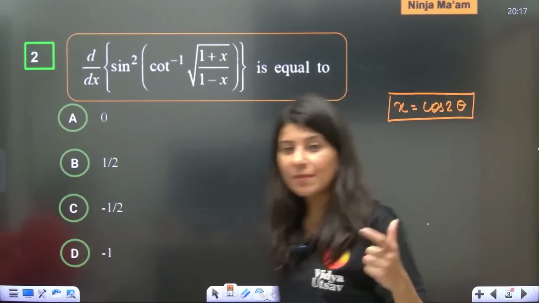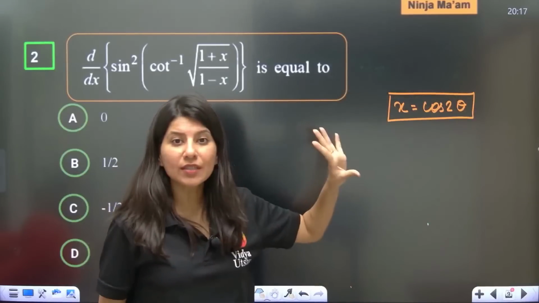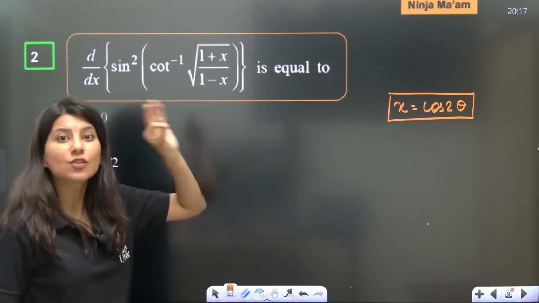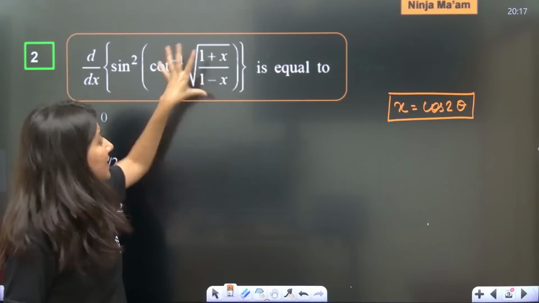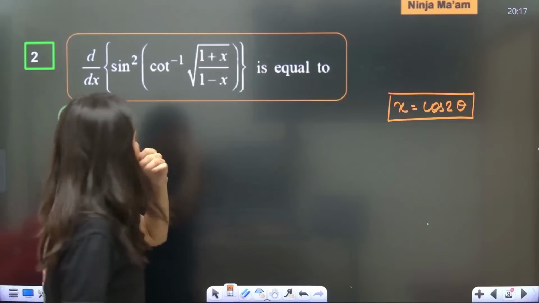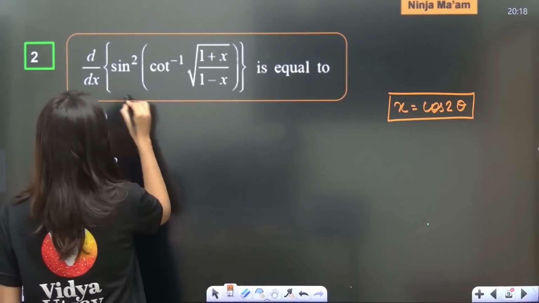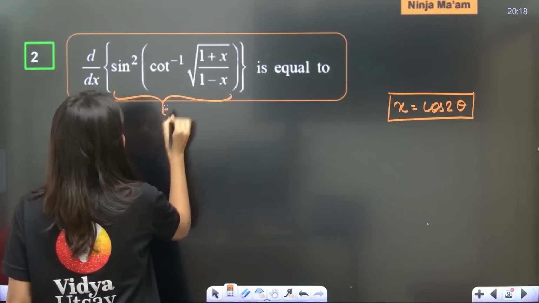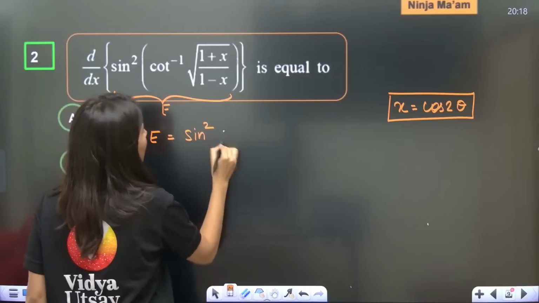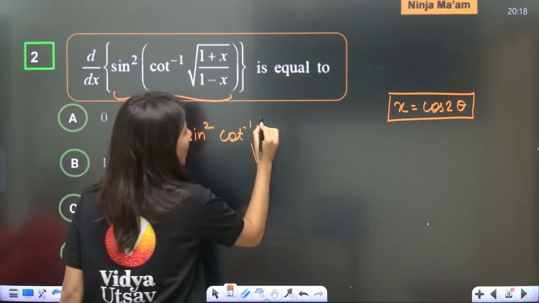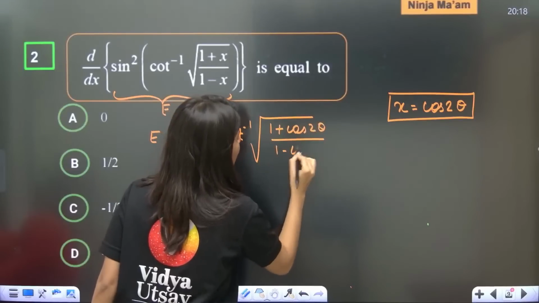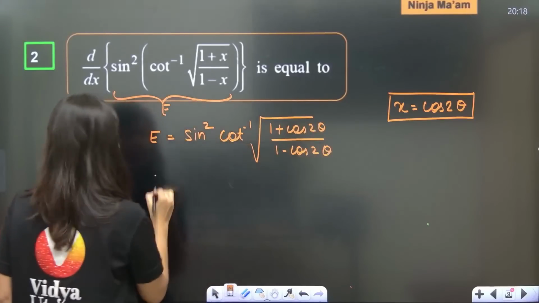Why ma'am? Why are we taking x equals cos 2 theta? Because the moment you see 1 plus x and 1 minus x together in the same expression, you substitute x equals cos 2 theta. Now let us mark the expression as E. So your E will be sine square cot inverse square root of 1 plus cos 2 theta whole upon 1 minus cos 2 theta. Correct?